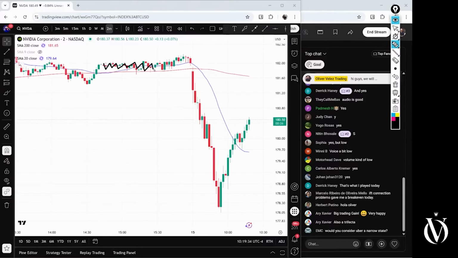Flat, narrow state, perfect position. The stock opens in the perfect position this morning. I grab it early. Boom.